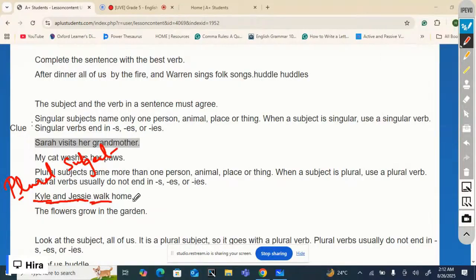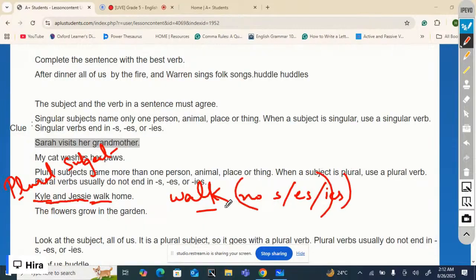Yes, it's a plural verb. Walk is a plural verb because it has no S, ES, or IES. It doesn't end in S, ES or IES. That's why it's a plural verb. Kyle and Jesse walk home because the subject is plural. So use a plural verb.